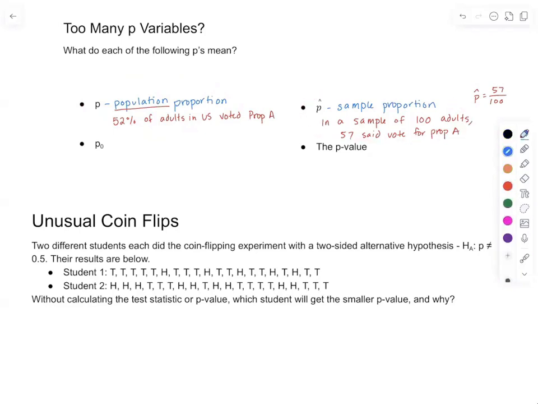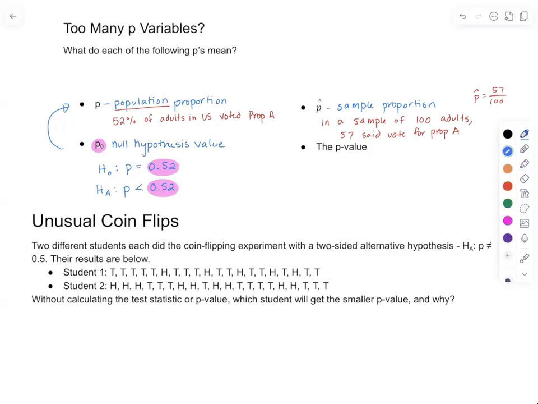Now, we also have p sub zero. So p sub zero is the null hypothesis value. And this is on the side with p because these two are generally connected. So if my null hypothesis in this case might be something like p equals 0.52, my alternative hypothesis might be something like p is less than 0.52. And it's these numbers right here, the 0.52 on either side, that are the p0. So it has to do with their position in the null and alternative hypothesis.